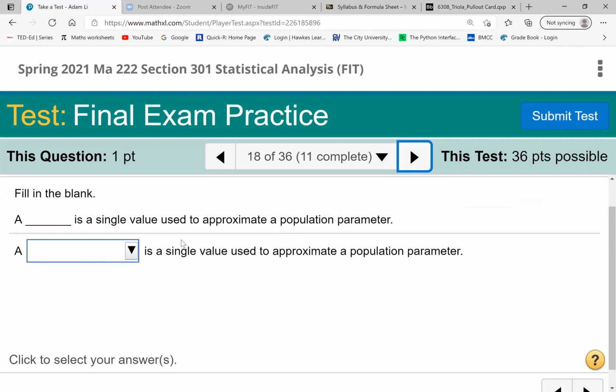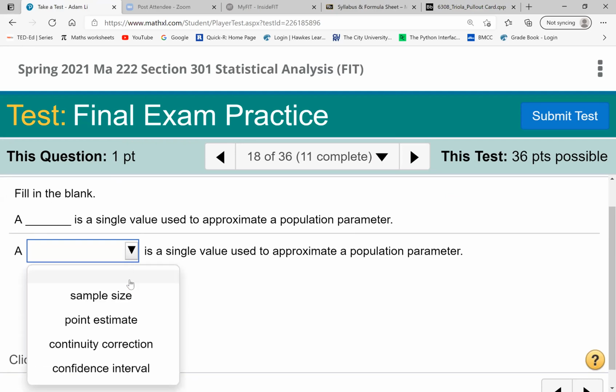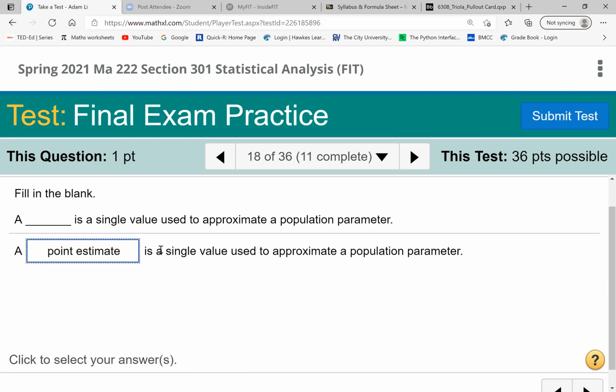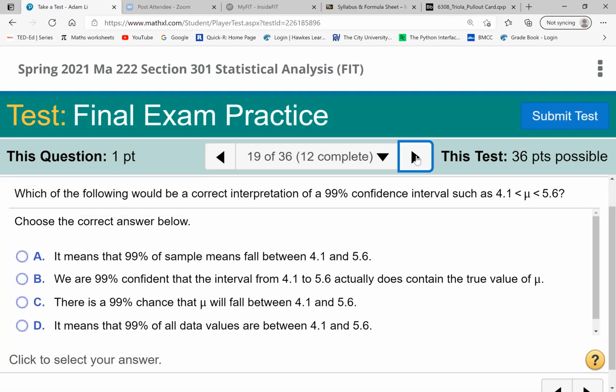Okay, so what is a single value used to approximate the population parameter? We call that a sample statistic, right? The point estimate, yeah. A point estimate is a single value, called a sample statistic, used to approximate the population parameter. And there's another method called a confidence interval, right? We just did some calculation on that to get a confidence interval.